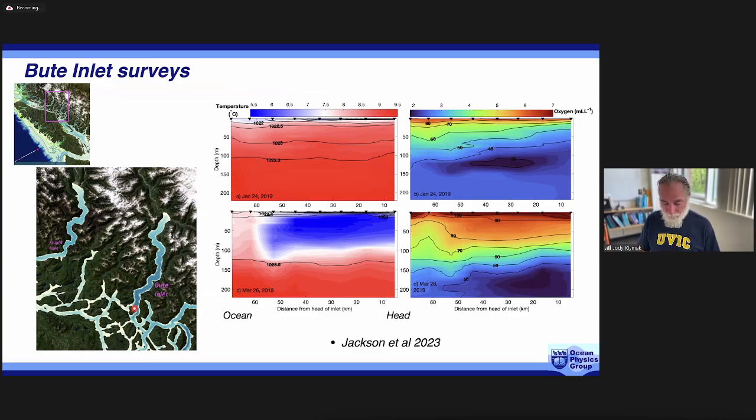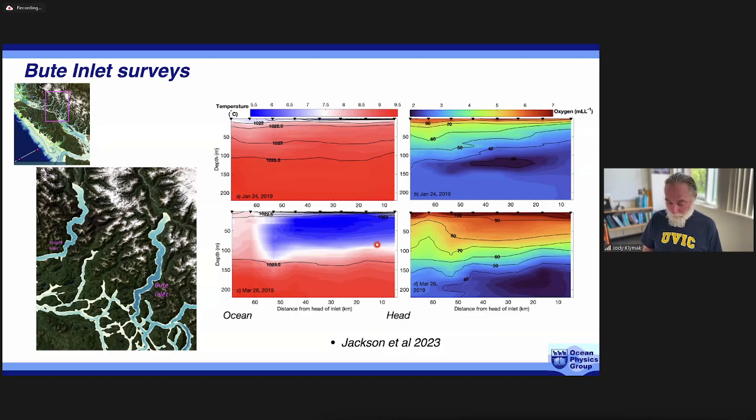So this is a picture of Butte Inlet here. And this is a CTD section taken in January of 2019, and then a second CTD section taken in March. And we're kind of looking at the same sort of scales. It's flipped around though this time. So this is the head and the ocean is on the left in this picture. And you see some pretty big changes between these two cruises, getting down to about 100 meters.